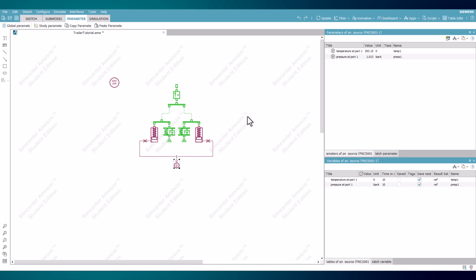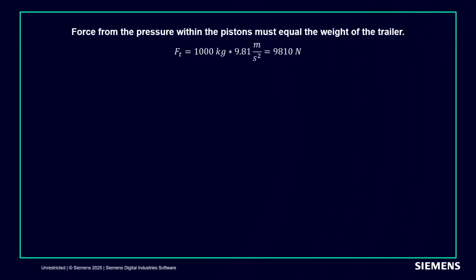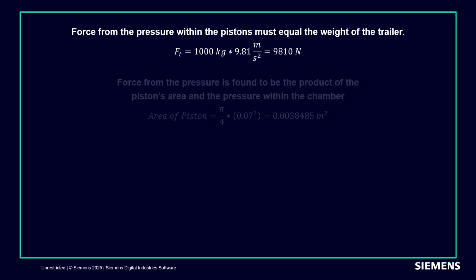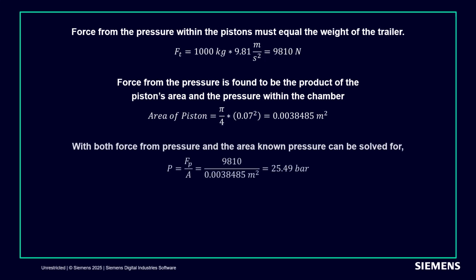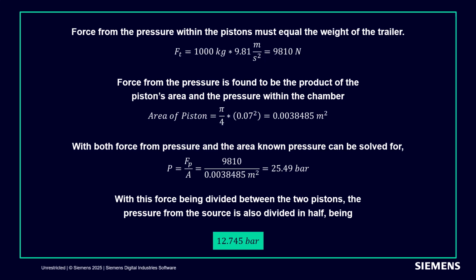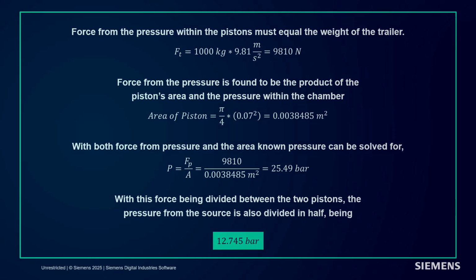The pressure required from the pressure source still needs to be determined and can be calculated. The force from the pressure on the piston must be equal to the weight of the trailer, which is found to be 9,810 newtons. Next, the area of the piston must be calculated and can be determined to be approximately 0.003 meters squared. With the required force and area, the pressure can be found to be 25.49 bar. Because the pressure source in AimSim will send the same value to both pistons, the parameter value used will be divided in half, being 12.745 bar.